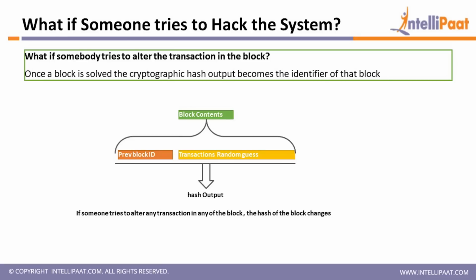Now, second problem: how does blockchain save us from hacking? What if someone tries to alter a transaction in the block? Once the block is solved, the cryptographic hash output becomes the identifier of that block. The block contents actually contain the previous block ID and transactions with a random guess. This way, it will give you a hash output. If someone tries to alter any transaction in any of the blocks, the hash of the block changes. And you're already aware now, if even a dot is changed in the given string, the hash value completely changes. And this way, the attempt to change the value of the node or block will fail and no one can hack the system.